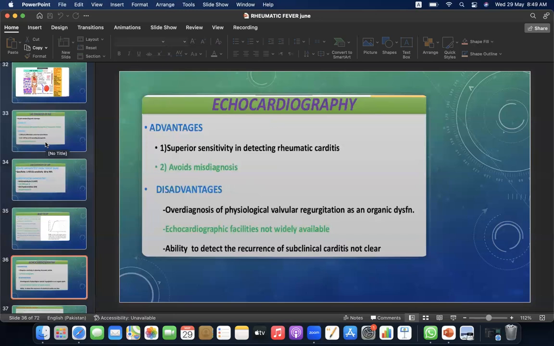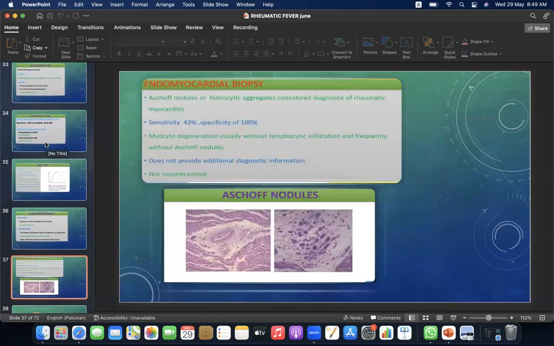Echocardiography advantages: superior sensitivity in detecting rheumatic carditis and avoiding misdiagnosis. Disadvantages: overdiagnosis of physiological valvular regurgitation as organic dysfunction, echocardiography facilities are not widely available, and the ability to detect recurrence of subclinical carditis is not clear.